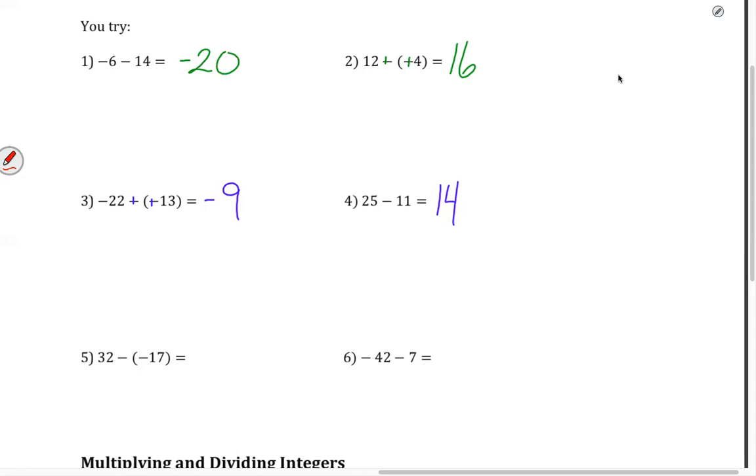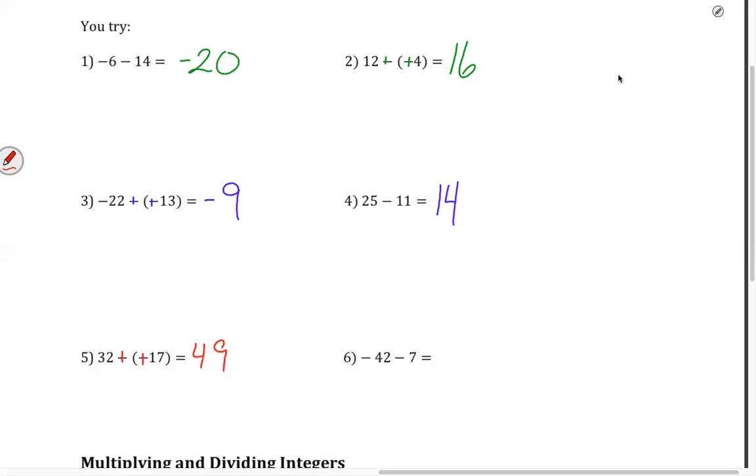Mr. Stouffer, what'd you get for number 5? Guess your mic's not working. Andrew, Drew, what'd you get, buddy? For number 5, 49. 49.